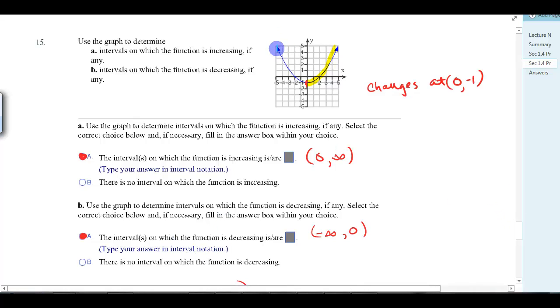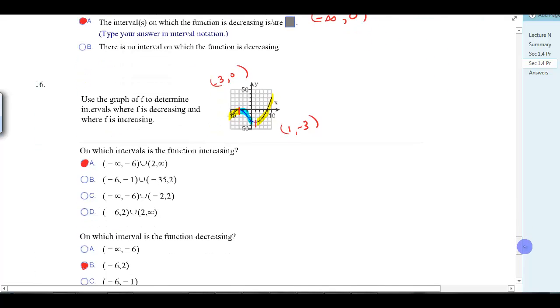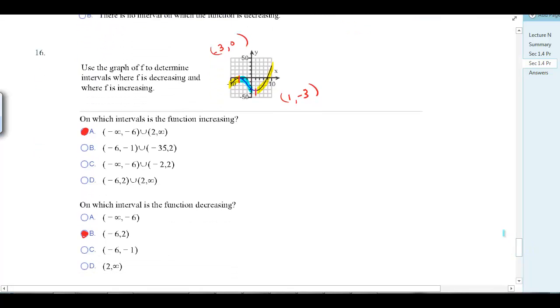Where is it decreasing? It's decreasing here. From left to right, that's decreasing. From negative infinity to 0. Okay? Where is this one increasing and decreasing? So what I did, I highlighted the parts where it's rising, that's increasing, and I highlighted in blue where it's decreasing. I marked with a red hash mark here the point where it changes. That's the max of that little curve. This is the min of that little curve. So this one's at negative 3, 0. This one is at 1, negative 3.